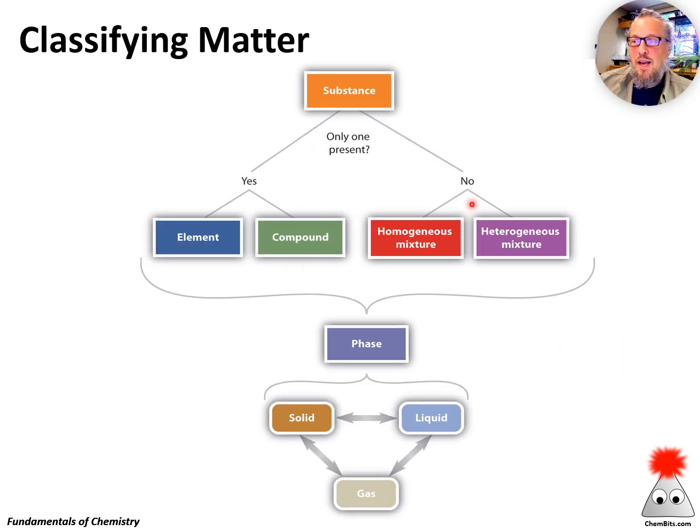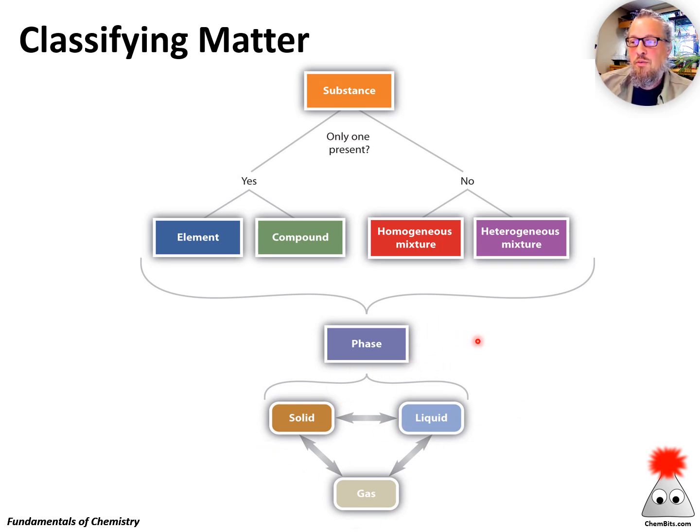So here's a handy little flow chart for classifying substances. If there's only one present, then it has to be either an element or a compound, depending on what it's made out of. If there's more than one substance present, it's some sort of a mixture, either heterogeneous or homogeneous, and all of these can be either solid, liquid, or gas.